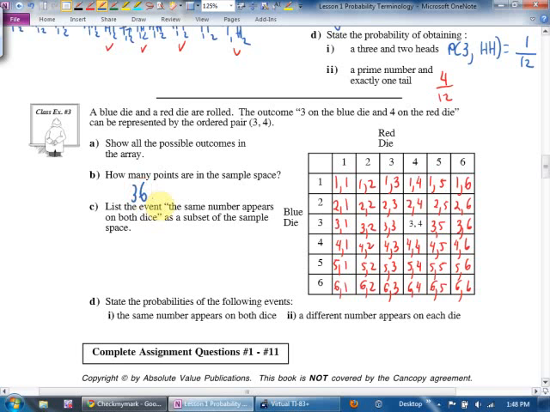Says list the event the same number appears on both dice as a subset of the sample space. By the way, what do we call it when we're playing a game and we get the same number? You roll it in Monopoly. Huh? Doubles? Do we not still call it doubles? No, that's only for two ones. That's only for a subset of the subset.